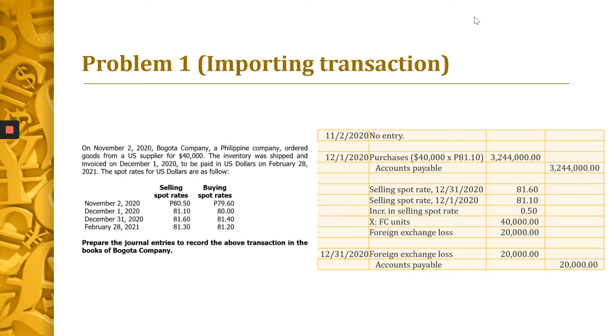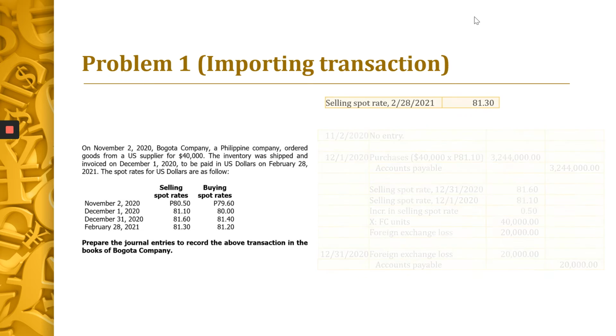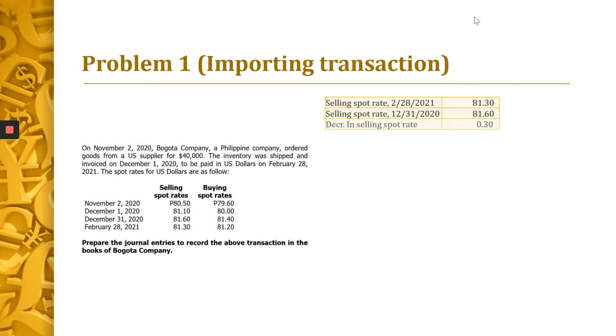The last date na i-account natin would be the date of settlement, which is the February 28, 2021. So, ganun ulit, nagkaroon na ng changes sa exchange rates natin. Okay, analyze natin. How much is the selling spot rate for February 28, 2021? 81.30 versus selling spot rate, December 31, 2020, 81.60. Now, what happened to the selling spot rate between these 2 dates? Did it increase or decrease? The answer, nag-decrease na or bumaba siya.